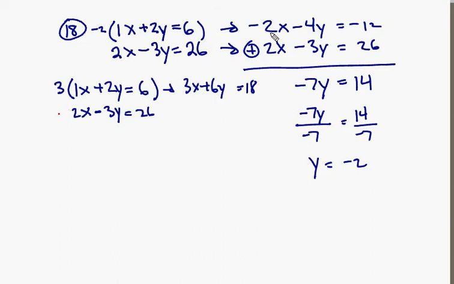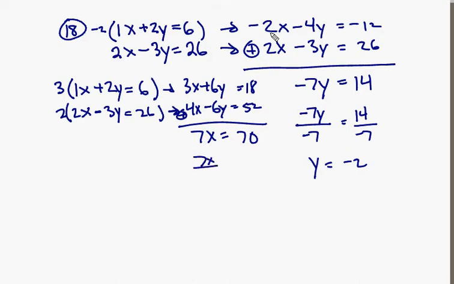And go ahead and multiply the second equation by 2. So here I'm going to get 4x minus 6y equals 52. And then add these two equations. I'm going to get 7x is equal to 70. And again, divide both sides of the equation by the coefficient of the variable, which is 7. 70 over 7, which is x equals 10. So my solution then is 10 comma negative 2 with a consistent system.